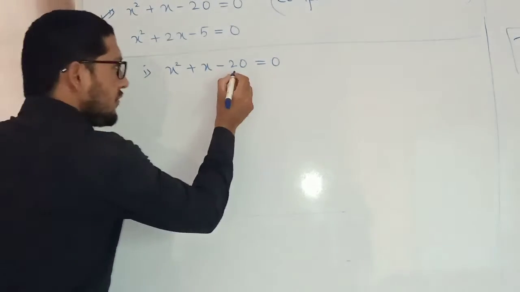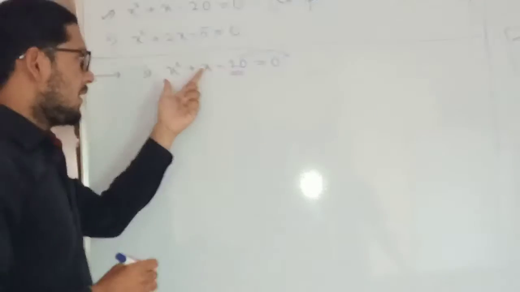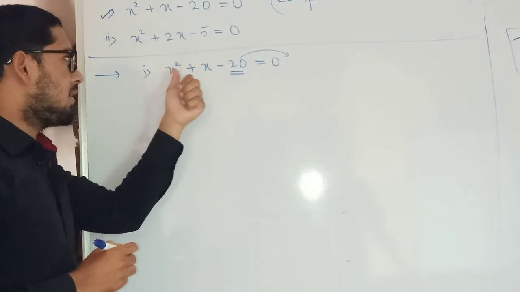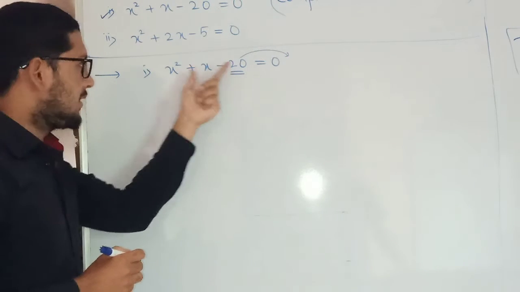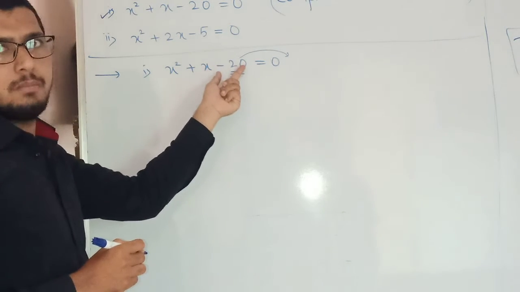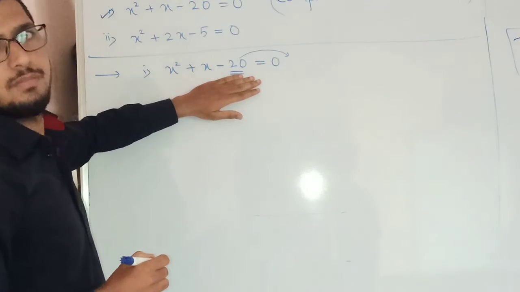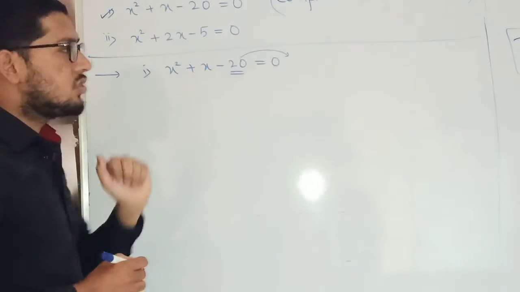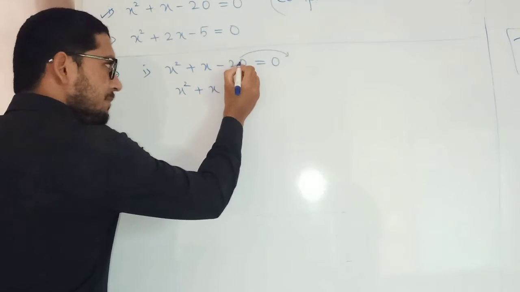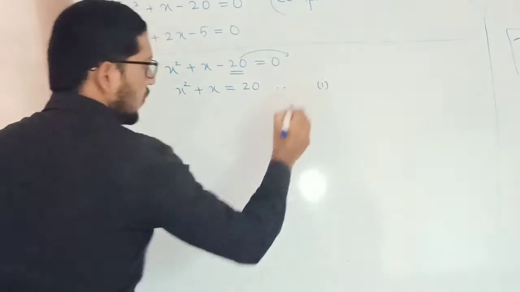First of all, we have to shift the last term to the RHS. This is your quadratic equation: the coefficient of x square is 1, the coefficient of x is 1, and the constant is 20. These are the variable terms, and this is the constant. A number which has no variable is known as a constant. Since there is no variable with 20, we call this term the constant term. So first we have to shift the constant term to the RHS. After shifting we get x square plus x is equal to minus 20. When we take it to the RHS it becomes plus 20, and we will call this equation number 1.